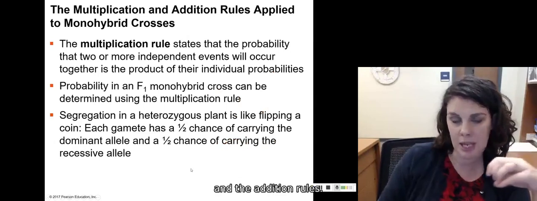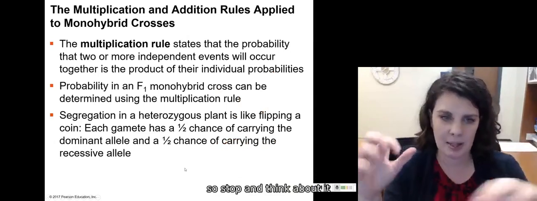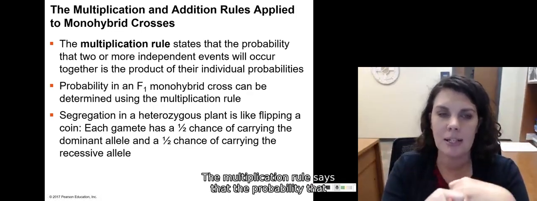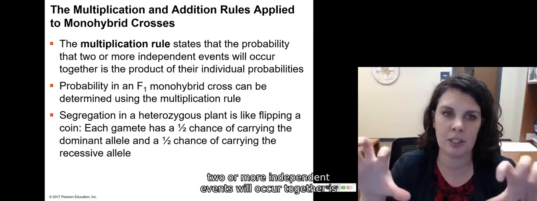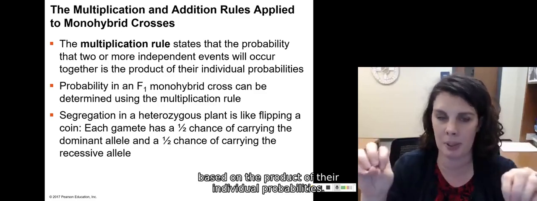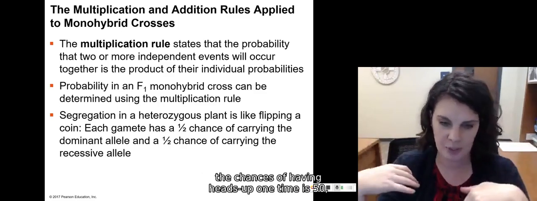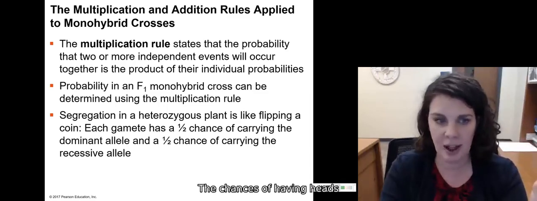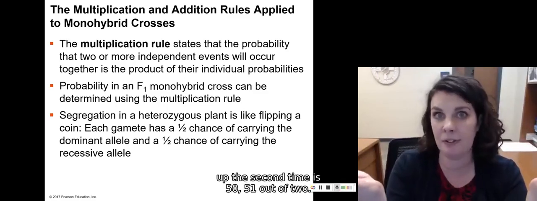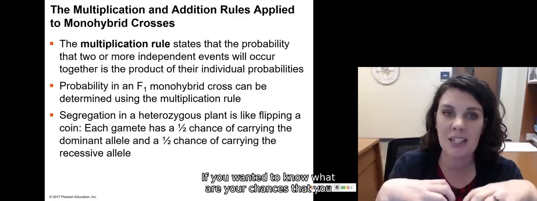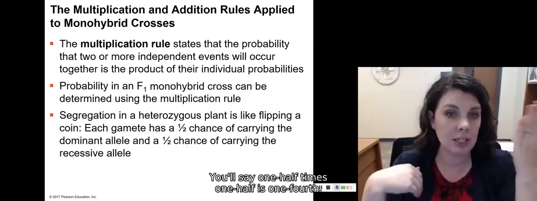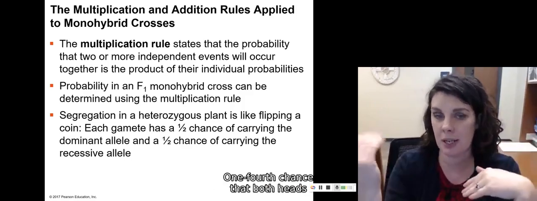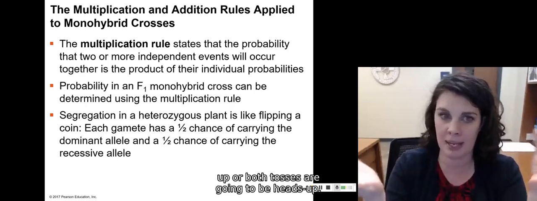Okay, so let's talk about the multiplication and the addition rules. This might be kind of wordy, so stop and think about it until we're actually working on it. The multiplication rule says that the probability that two or more independent events will occur together is based on the product of their individual probabilities. So with the coin toss, the chance of heads the first time is 1 out of 2, and the chance of heads the second time is 1 out of 2. To get heads both times, you say 1/2 times 1/2 is 1/4.